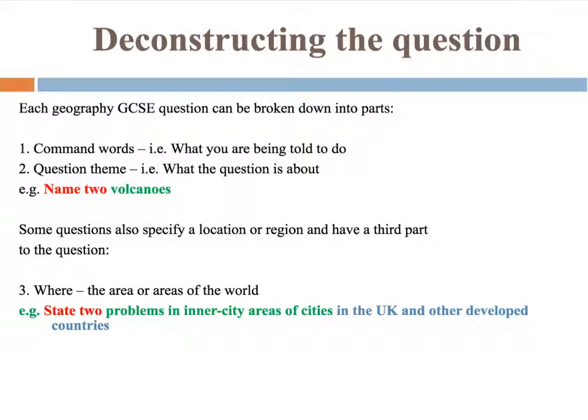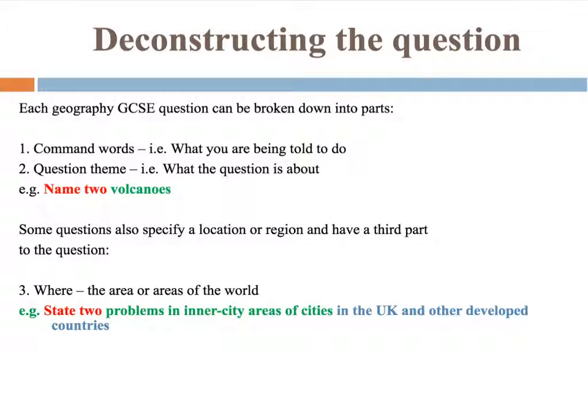So you focus on the command words, so you circle the command words to really focus on: am I describing, am I explaining, am I justifying, am I discussing? And then you look at the question theme, by identifying the keywords, so you underline the keywords. So am I talking about volcanoes, am I talking about earthquakes, tsunamis, etc. And then some other questions will have a specific focus, a richer part of the world or a poorer part of the world.